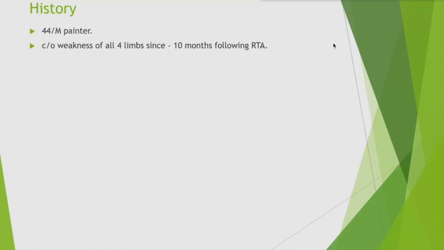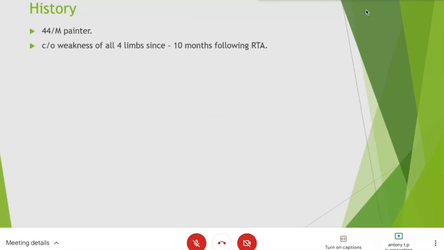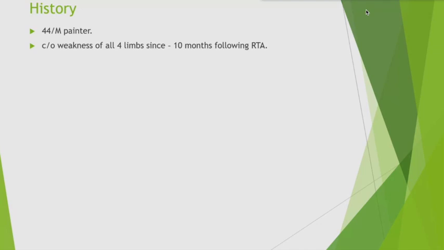A 44-year-old male painter complains of weakness of all four limbs since 10 months following a road traffic accident. Okay. So what do you think it is? Sir, the patient has come with quadriplegia. From the history, it can be a spinal cord lesion caused due to the trauma, or other causes of quadriplegia.